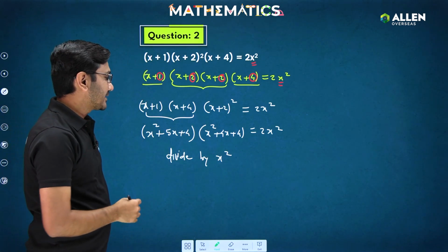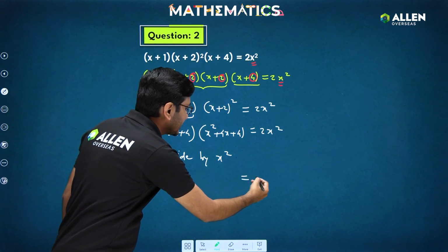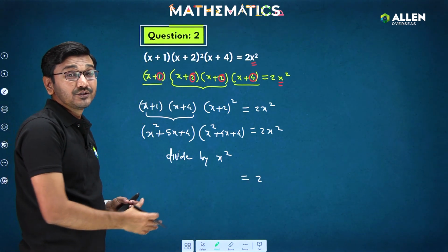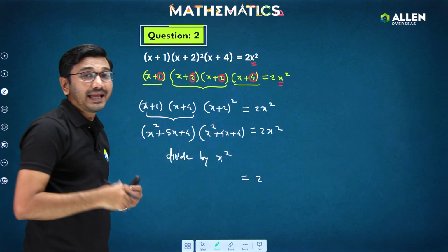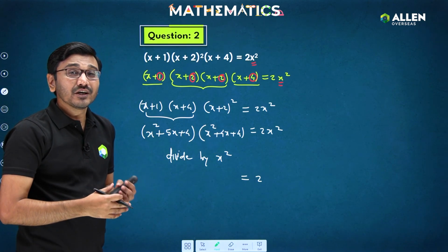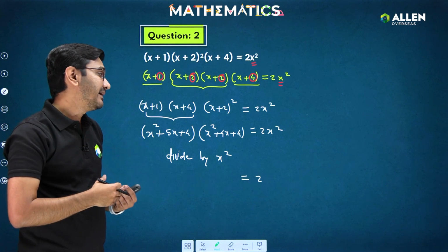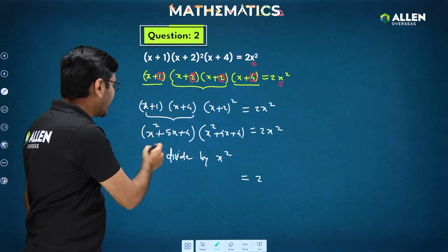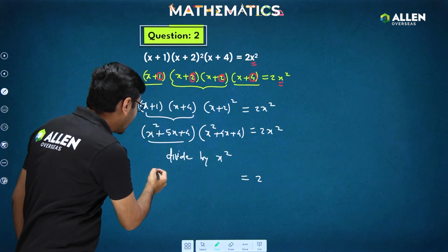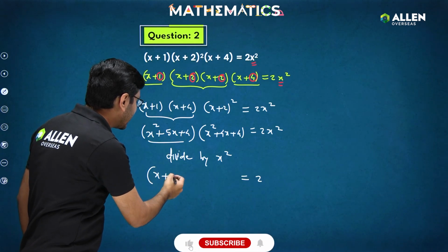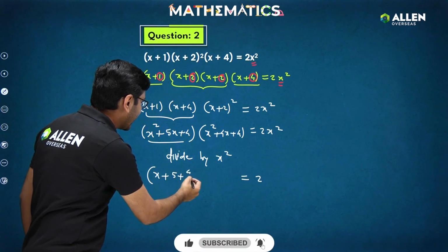So after dividing by x square, what do you do? On the right side you just get 2, but on the left side you divide both of these brackets by x and x. It does mean that you are eventually dividing x square on the left side and x square on the right side. So if you divide this bracket by x, then you get x plus 5x by x will be just 5, and 4 by x.